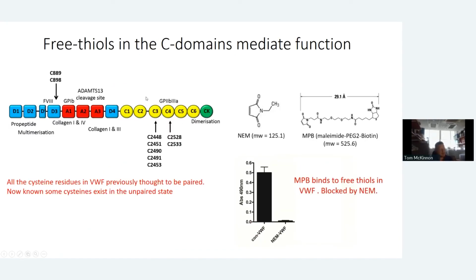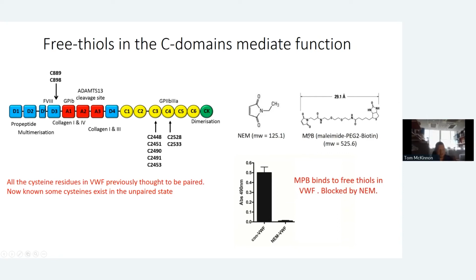One way that we've been looking at this, and this comes back to something else I mentioned at the beginning of the talk, is we've been looking at cysteine residues, or the free thiols, that are present in this part of the protein. It was previously understood that all the cysteine residues present in VWF were paired up, i.e. every cysteine took part in a disulfide bond. It's now, however, known that some of these cysteines can exist in a non-paired state.